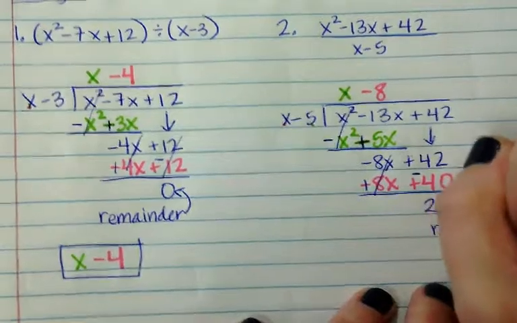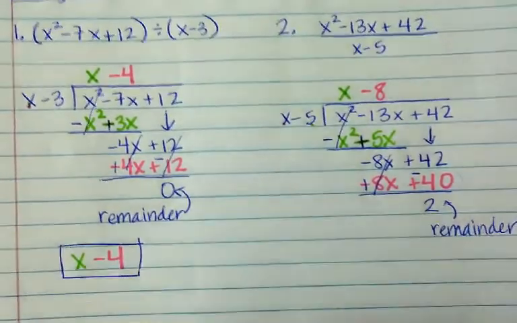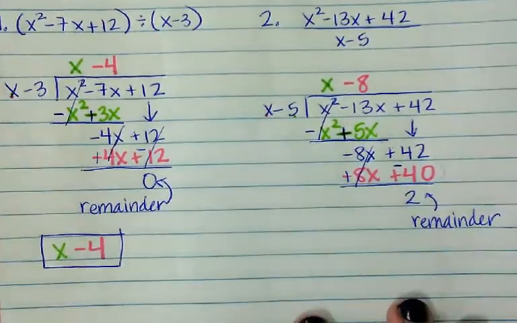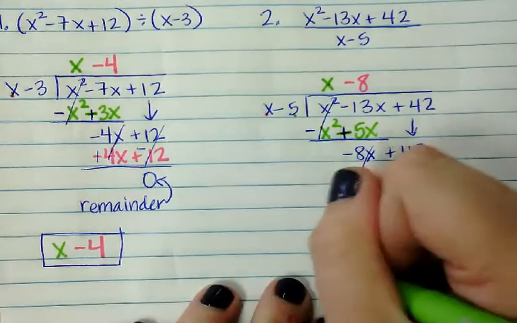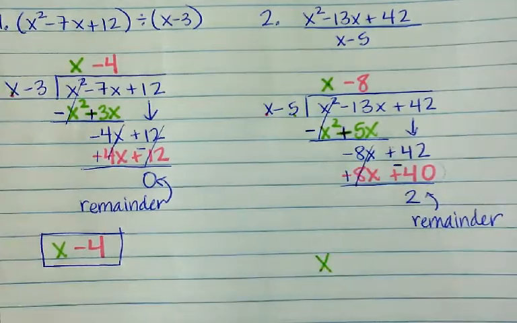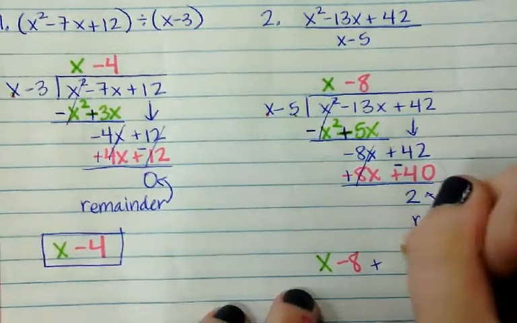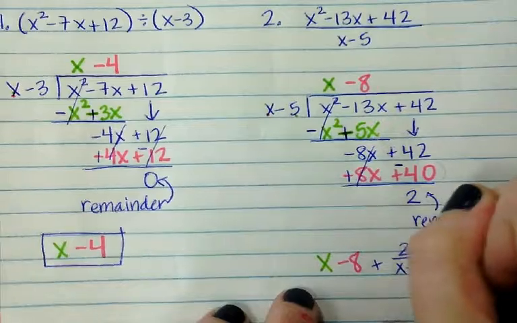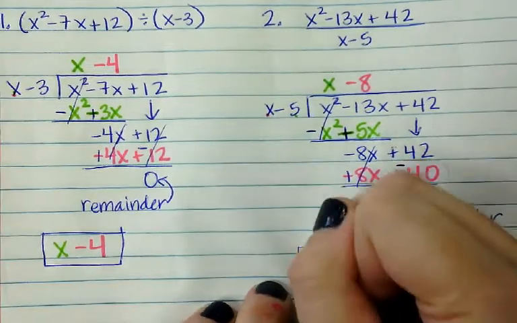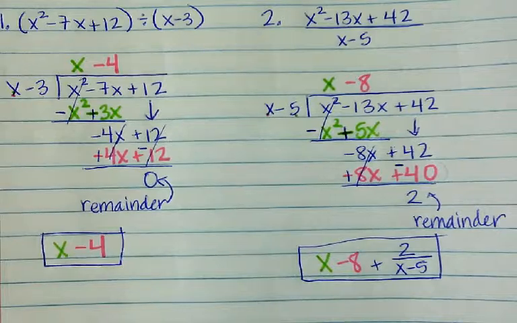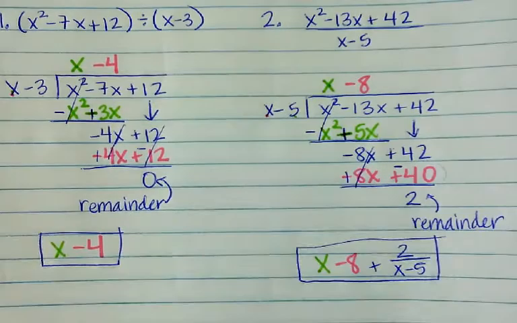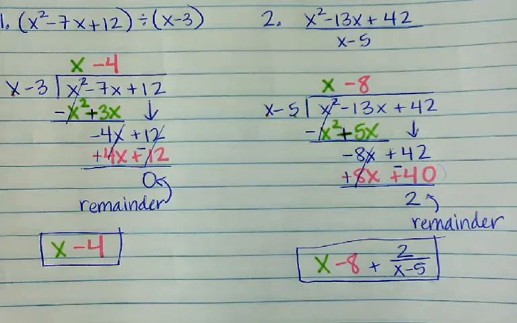Okay? So our final answer is going to be x minus 8 plus 2 over x minus 5. That is going to be our final answer. You add the remainder divided by the divisor. So our final answer is x minus 8 plus 2 over x minus 5. Okay? So I know this is a new concept, but you guys are doing great so far.